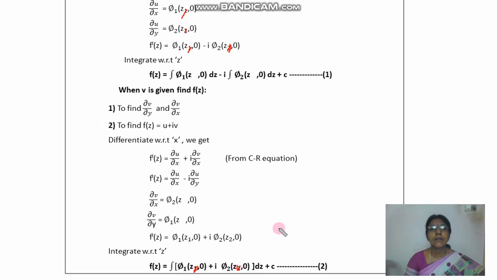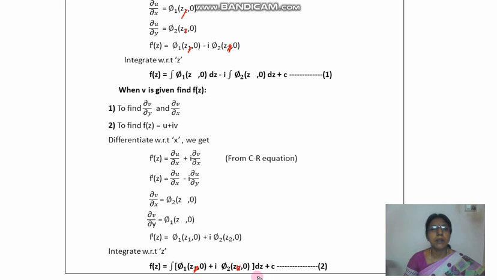Okay, see here, what is this formula 1? When u is given, f of z is this formula. When v is given, f of z is this formula. But remember, when u is given, in the formula minus I is there, but when v is given, in the formula you have plus I. Also remember, pi 1 means dou u by dou x and pi 2 means dou u by dou y when u is given. When v is given, pi 1 is dou v by dou y, and dou u by dou x, the first one, is pi 2. Okay, remember these two formulas.